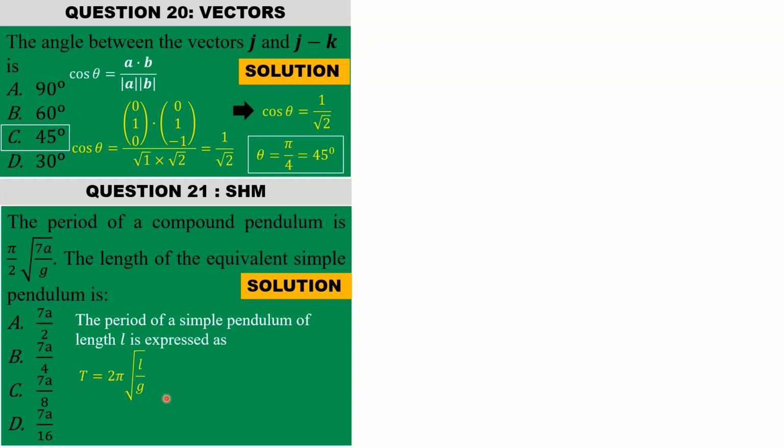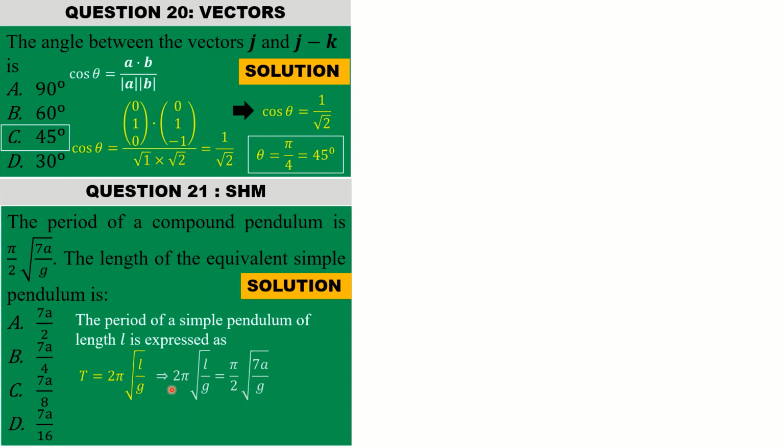So that's how we find the period of the simple pendulum. Now in this case, we have been given the period of a compound pendulum, but now we want to find the length of the equivalent simple pendulum. It means that the periods are going to be the same. So with that, it means 2 pi root L on g, where g is acceleration due to gravity, is equal to this period here, which is pi over 2 times the square root of 7a on g.